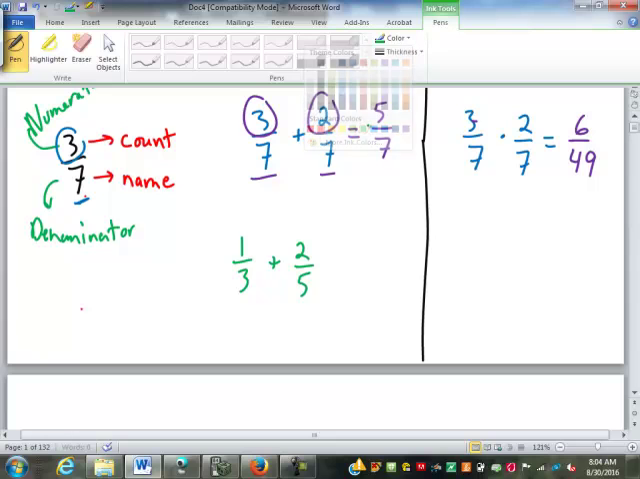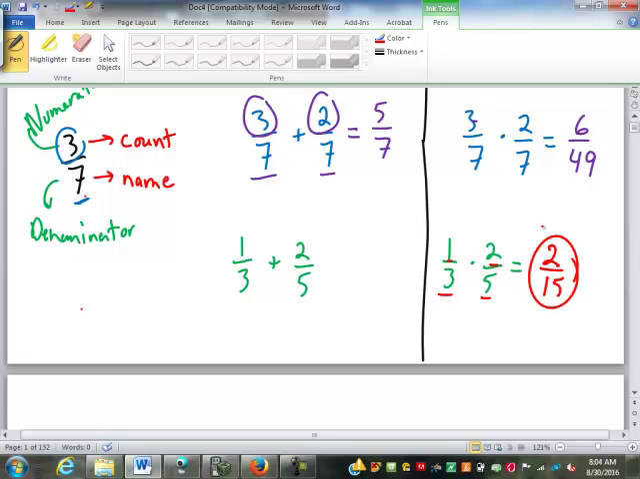Well, what about if we had 1/3 times 2/5? Do we need the same name to multiply? No, we don't, because we're just going to combine the counts. 1 times 2 is 2, and then also combine the names. 3 times 5 is 15. No special rules for fractions at all.